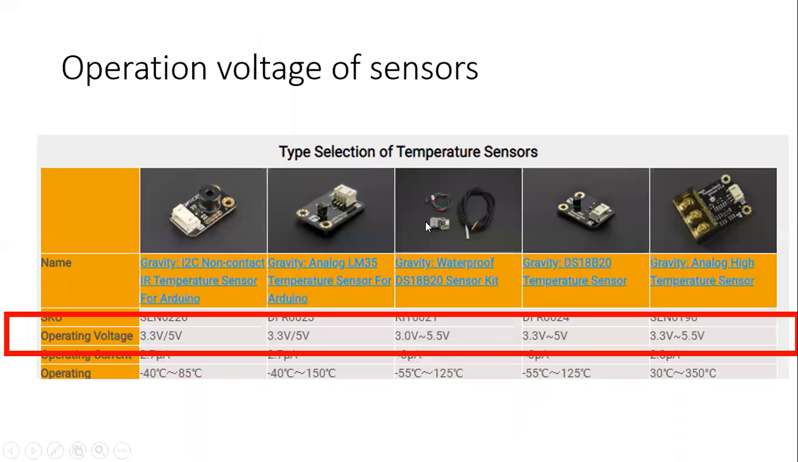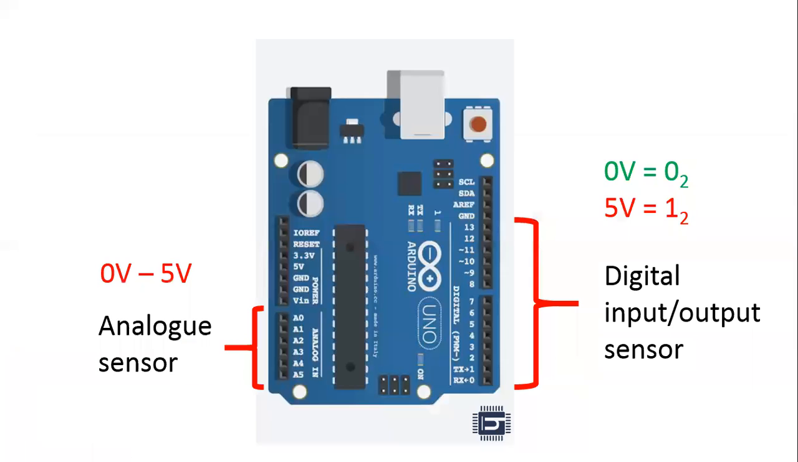Now we look at the different operating voltages of sensors on the market. You can see this is a sample of the different sensor types. You can see the operating voltage is between 3.3 volt and 5 volt. That means the maximum output voltage of the sensor is 5 volt. So for pin A0 and the digital pins, the maximum operating voltage is only 5 volt. If it is more than 5 volt, we're going to damage the Arduino board.